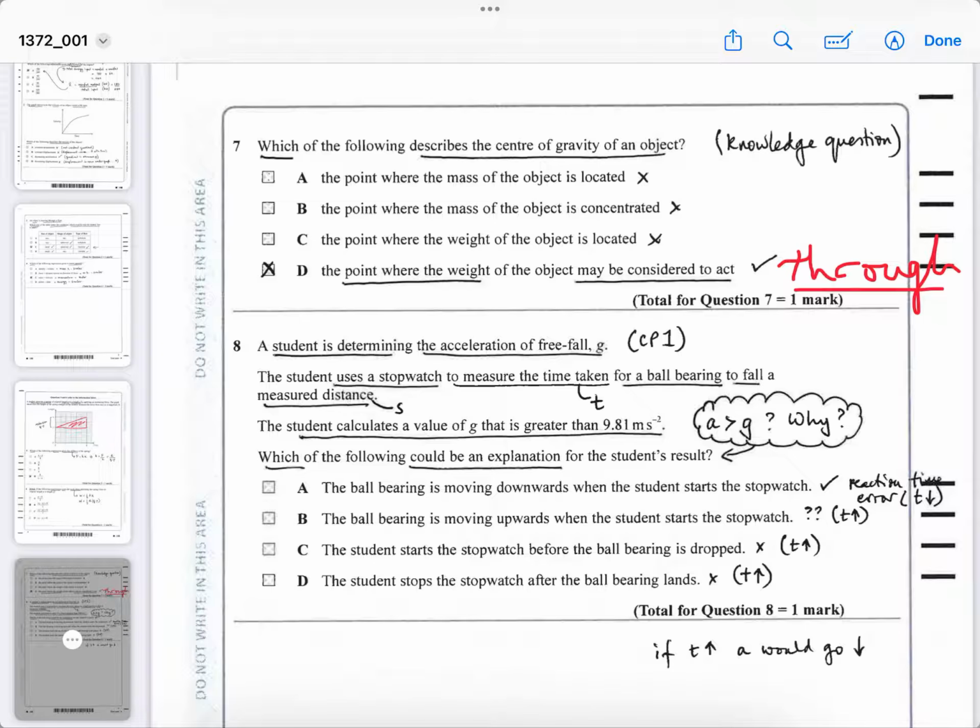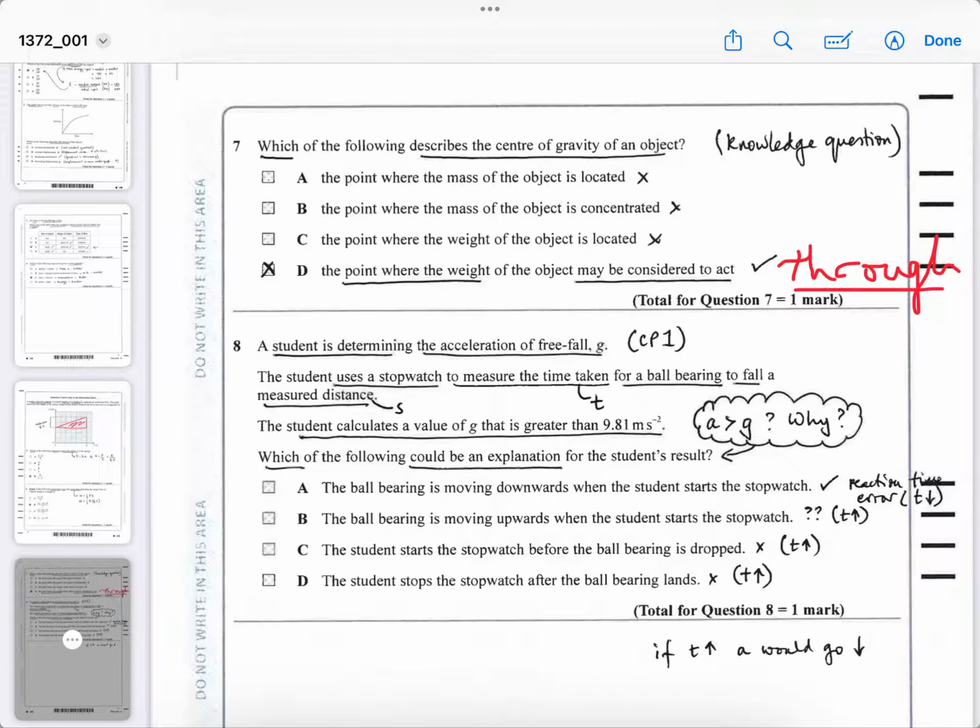So I put a double question mark there, but if that happens, time will go up and it will give you the opposite to what the student obtains. Likewise for C, if the student starts the stopwatch before the ball bearing is dropped, then his time reading will be greater than it should be. So if the denominator increases, the acceleration should decrease. So it gives you the wrong value.